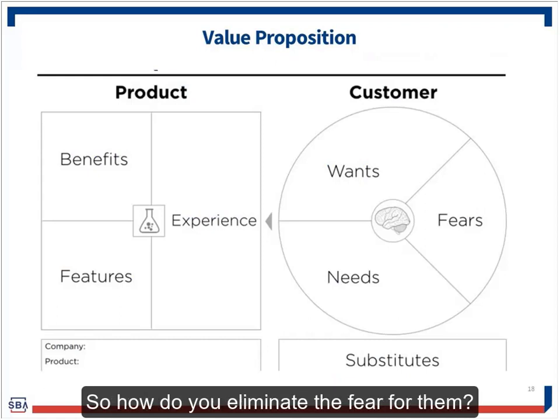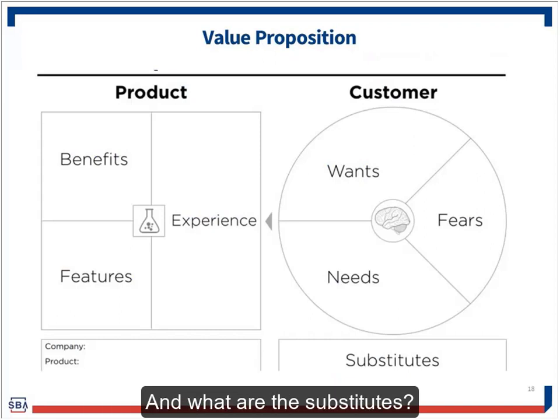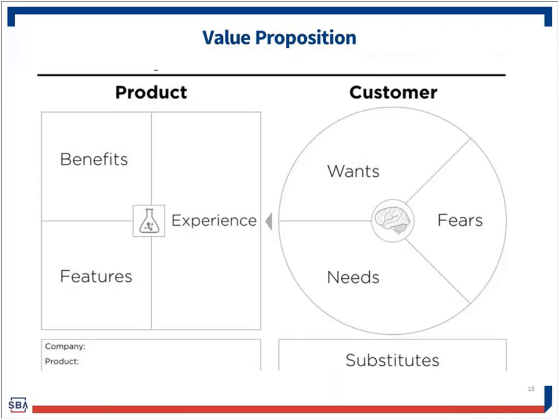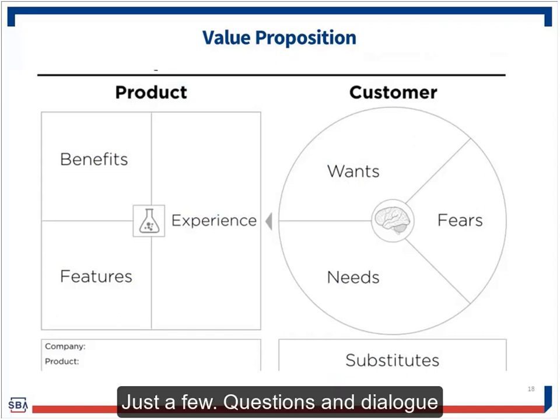And then the fears are, well, what if you don't have what I need? Or if you don't come through? Or it isn't a good fit after the job's been completed. So how do you eliminate the fear for them? And then what are the substitutes? What are other options out there that, even if you say, well, I don't specialize in this, but I work with another company and here's a good referral. So maybe you could also have referrals with competition, which really isn't a direct competitor.